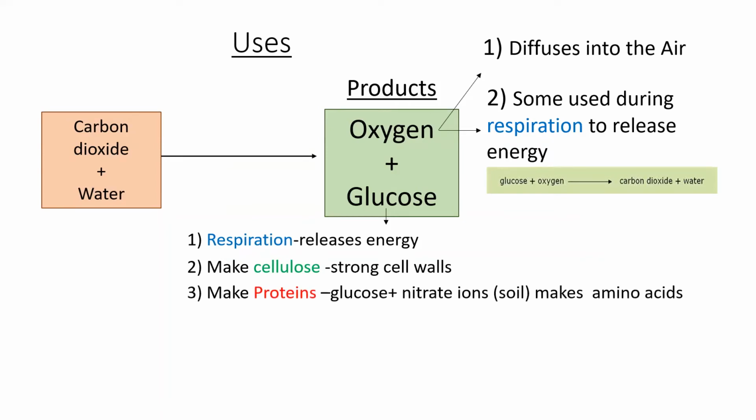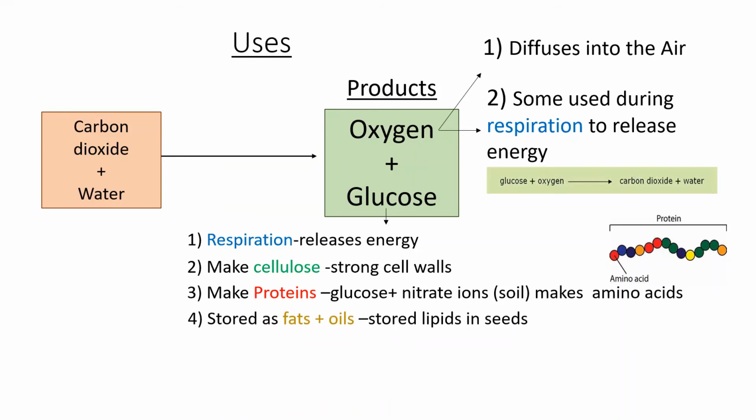Glucose can make proteins. The glucose combines with nitrate ions taken up from the soil. Nitrate ion is an example of a mineral ion, and together they make amino acids. So you can see in the image there, you have an amino acid chain that makes up the protein, and there's different types of proteins. Proteins are really important for growth and repair.